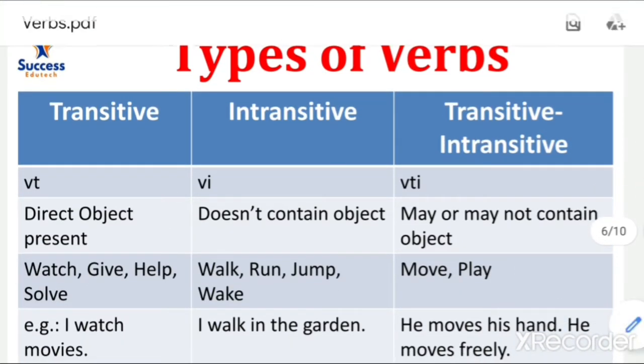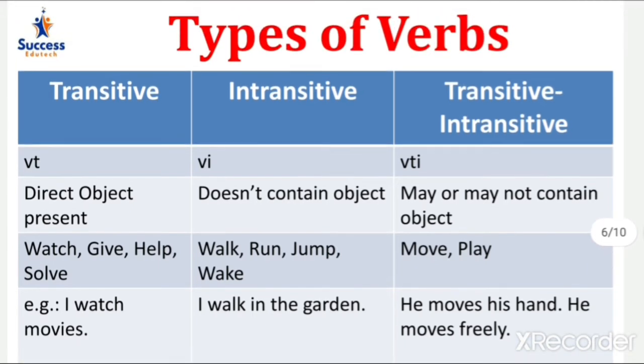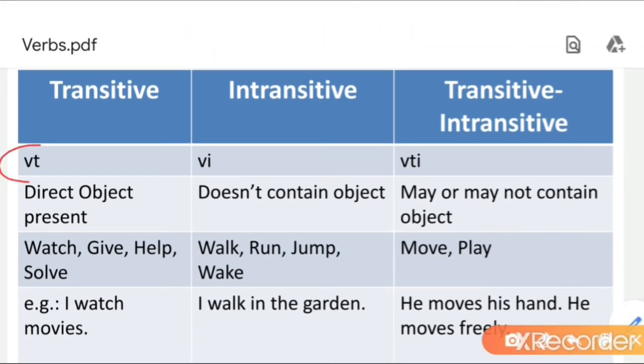Now, there are other types as well. Those are transitive, intransitive, and the third one, transitive and intransitive both. That means the words can be transitive and intransitive both. So, the first type is transitive verbs. VT is written in the dictionary to show that it is a transitive verb. So it's an acronym or a short form used for transitive verb in a dictionary.